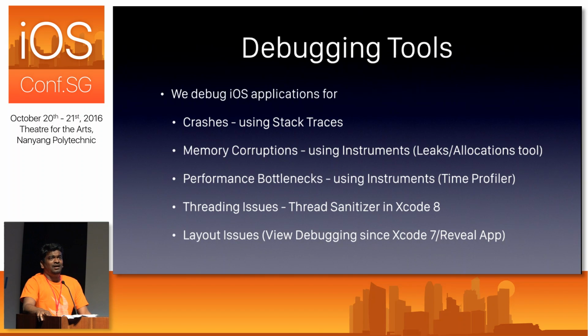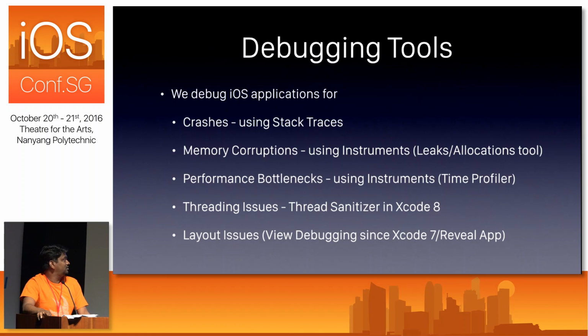Memory corruptions. I always thought debugging memory before ARC was fairly easier than debugging memory after ARC. How many of you agree with me? No one? You have not come across any retain cycle issues? Memory corruptions are usually easier to debug before ARC, at least that's what I think, right? But with memory graph debugging that was introduced in Xcode 8, Apple has done a remarkable job, which I'll show you in a short while.